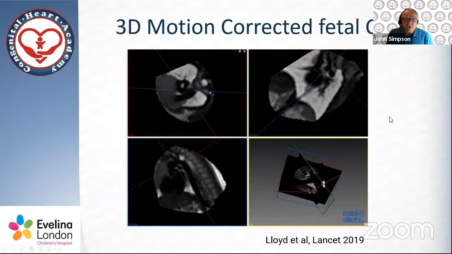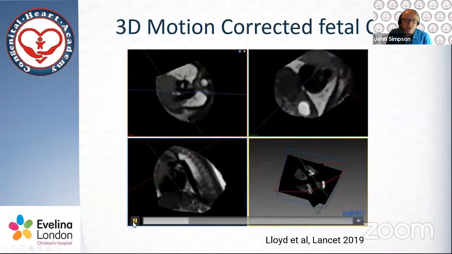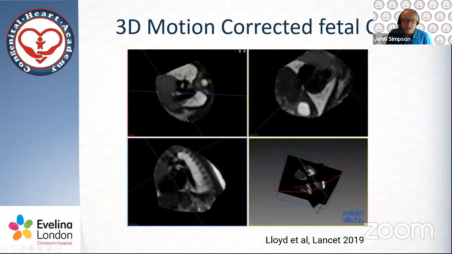Now, one of the things which we've looked at a lot, and I'll just stop this for a second, is the use of fetal cardiac MRI. I think you're going to be hearing more about this later in the series, but what you're seeing here looks like a sort of unmoving MRI image. But the trick of this, and I'd refer you to the paper in the Lancet from a couple of years ago, is that with this data set, one of the problems with MRI is actually accommodating fetal motion.